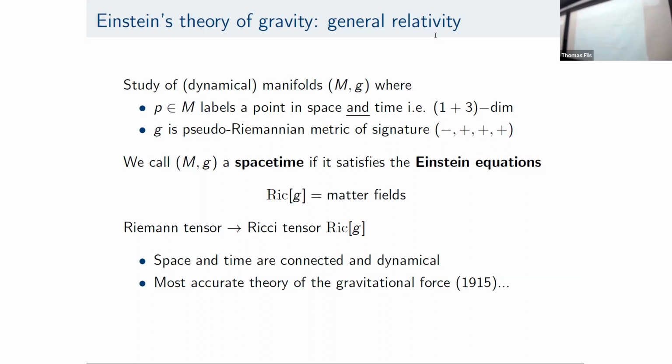In some sense, we're not quite seeing this here, I appreciate, but just think of the fact that the points in the manifold label points in space and time. We're setting up the problems so that they can be connected. This is very different to Newtonian gravity where time and space are fixed. And we often say this is our most accurate theory of gravitational force, dating from 1915.